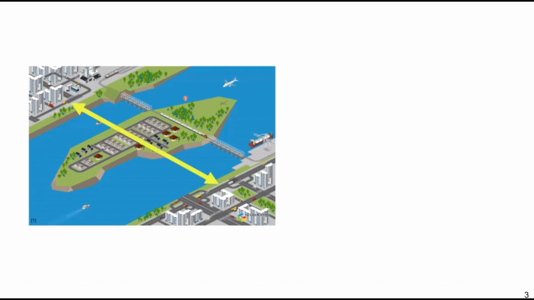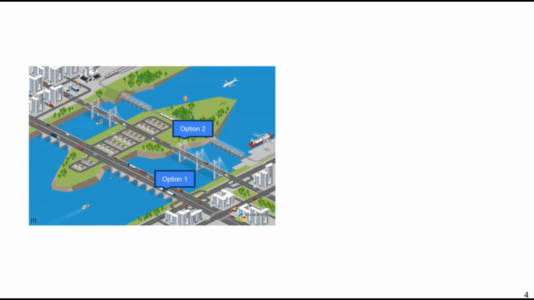One day, the city comes up with a plan to build a bridge to connect two sides of the river. This new bridge will cross from the island you live on. The city provides you two options for the new development, option 1 and option 2.